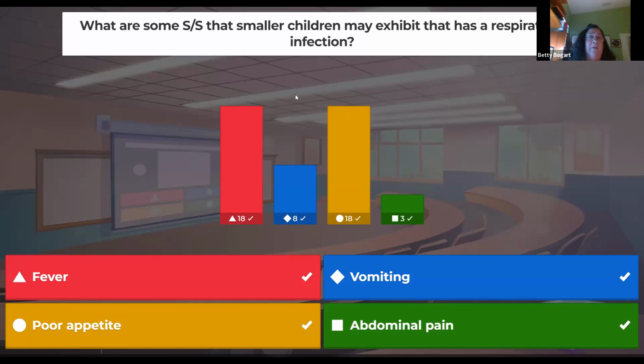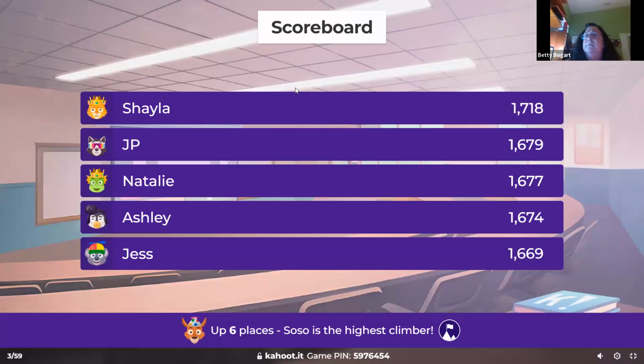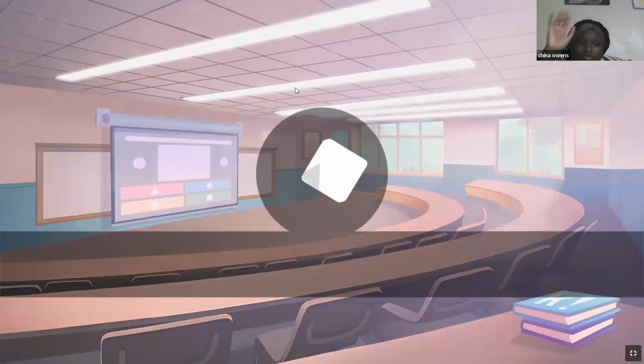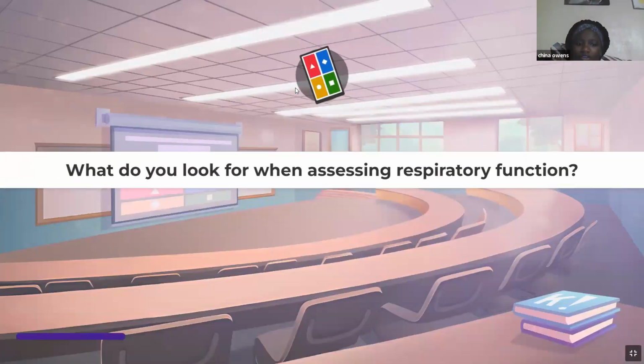And really, all they need is fluids when they're sick. Fever down, give them those fluids, and then get them to the doctor when you can, of course. So when they have a fever, you cannot administer fluids.